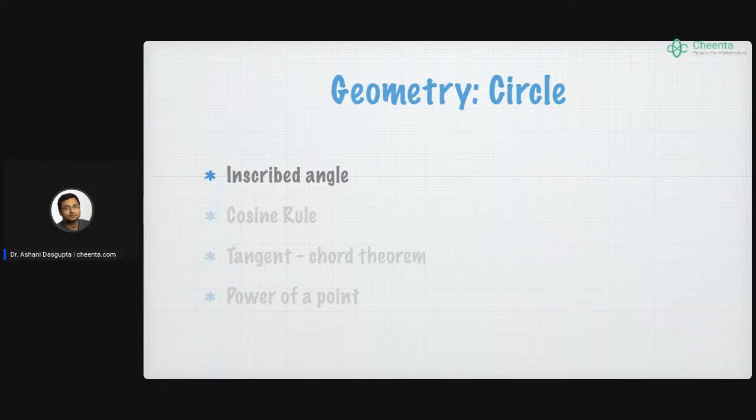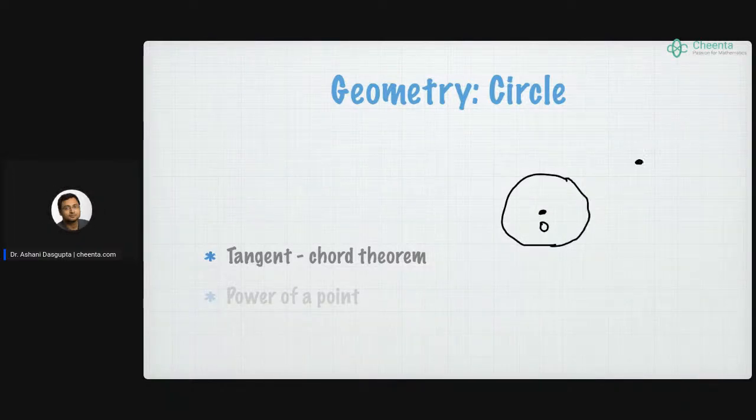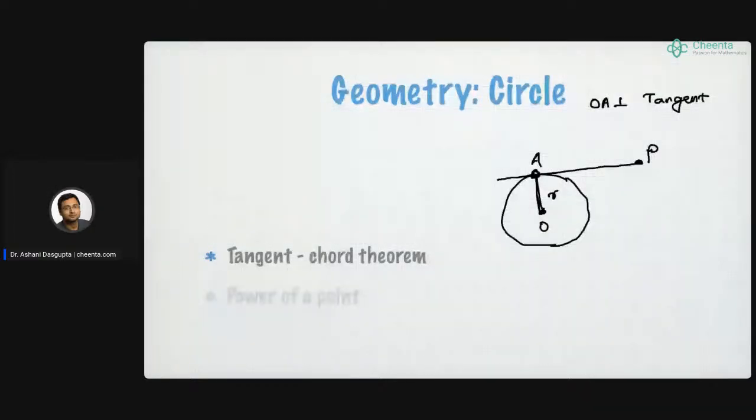We have already talked about the cosine rule. That's great. We have one big theorem coming up, the tangent chord theorem, which we often use to solve problems. It's a very important theorem. You should definitely know this. See, if you have a circle and the center of the circle is O, suppose you have an external point and you draw a tangent from that external point to the circle. Suppose this point of tangency is A, and this point is P. Tangent means this is touching the circle at exactly one point. And it's a very important fact that OA, the radius, is perpendicular to the tangent. It's important to know that in many problems.